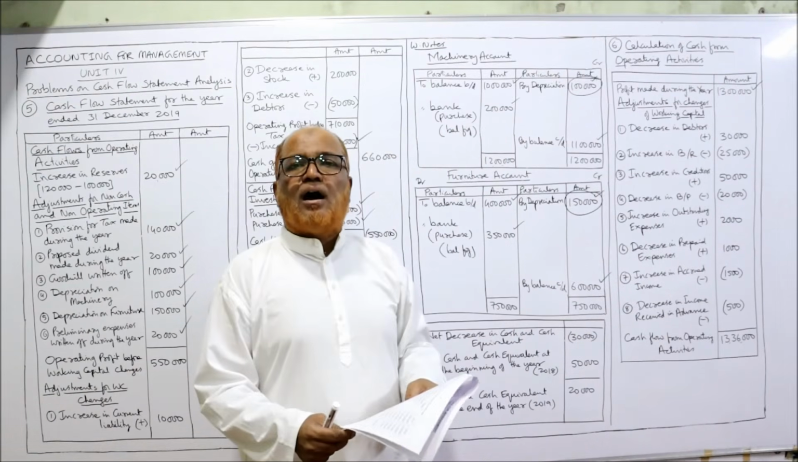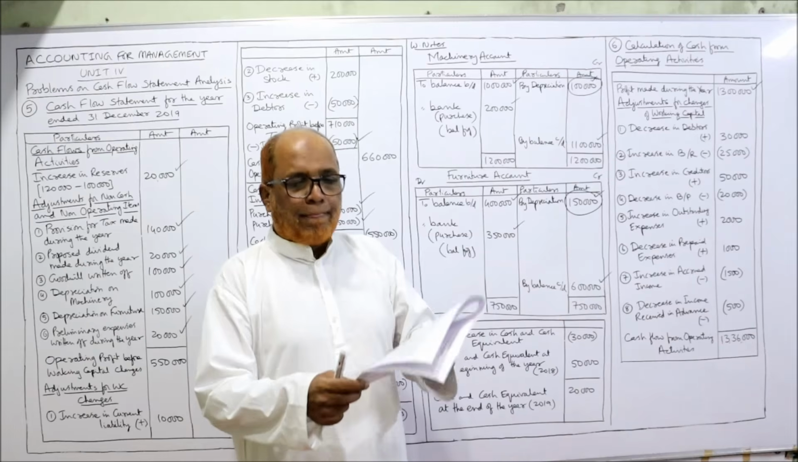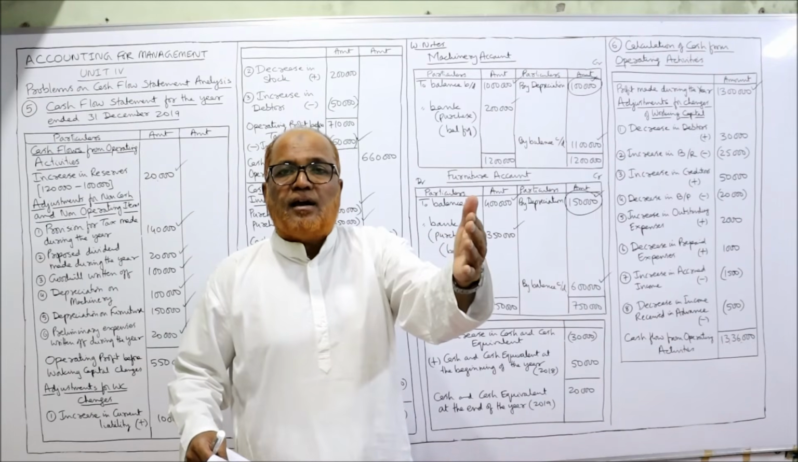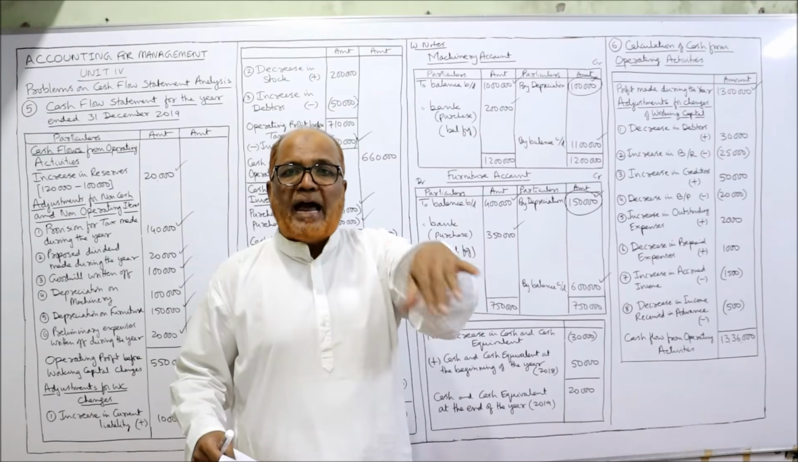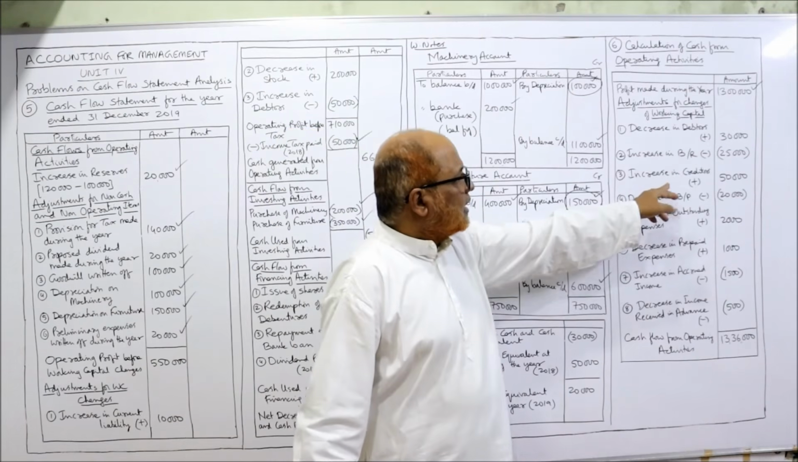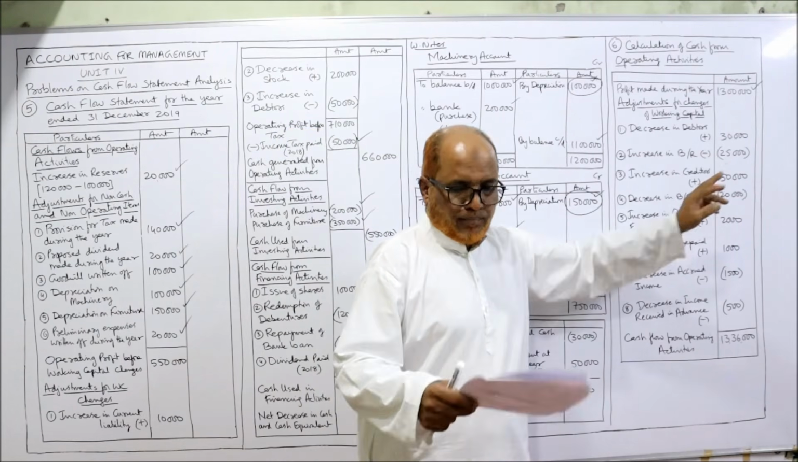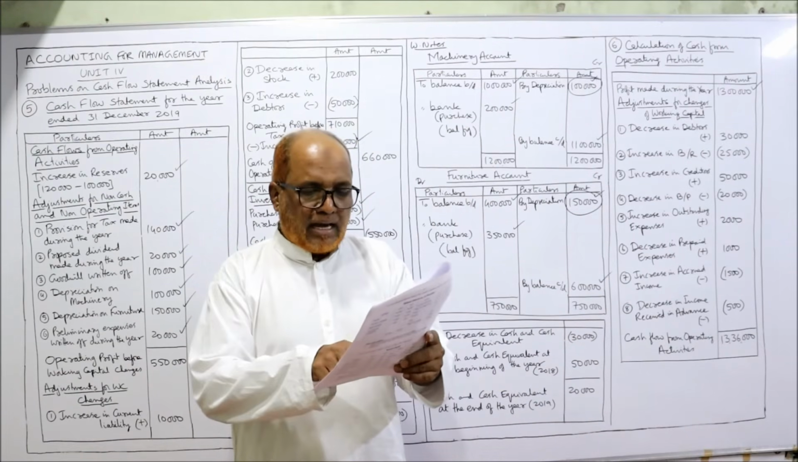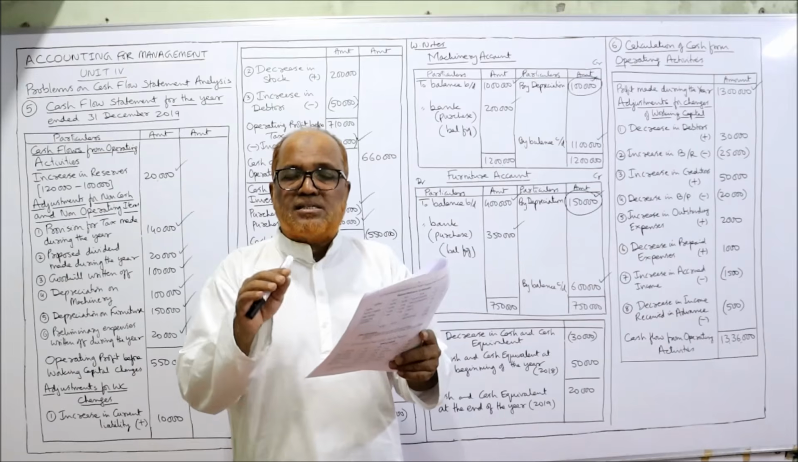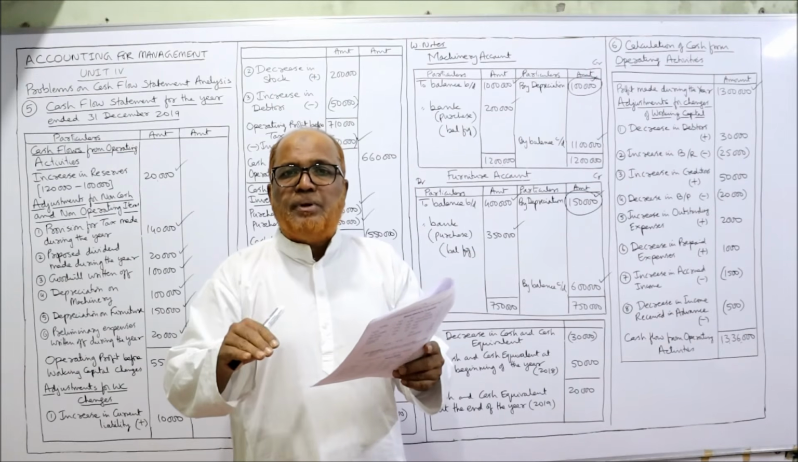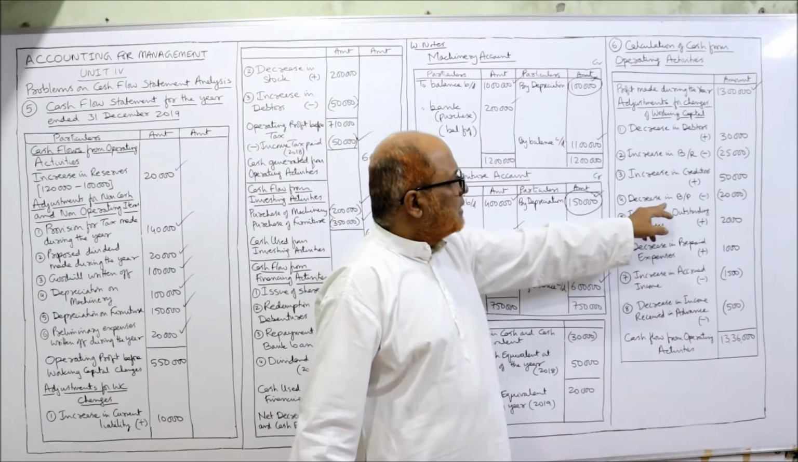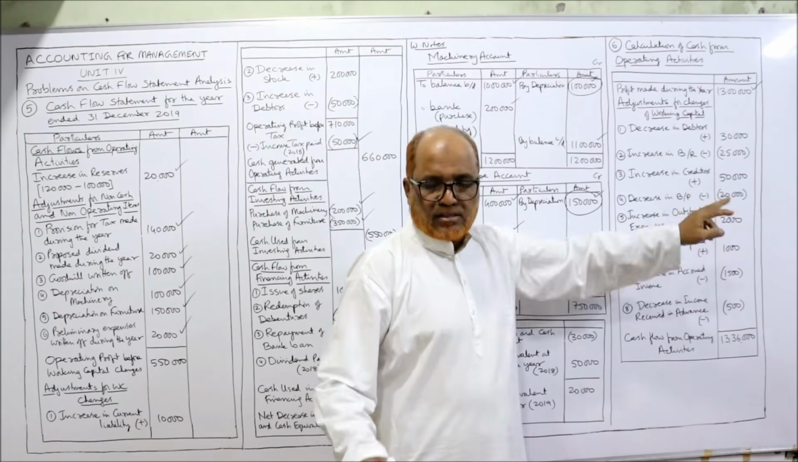Next comes creditor, is a current liability. Last year 2 lakh, current year 2,50,000. Increase in current liability should be added. So increase in creditors, added 50,000. Next comes bills payable, that is a current liability. Last year 80,000, current year 60,000. Decrease in bills payable should be deducted. So decrease in bills payable, deduct, minus.